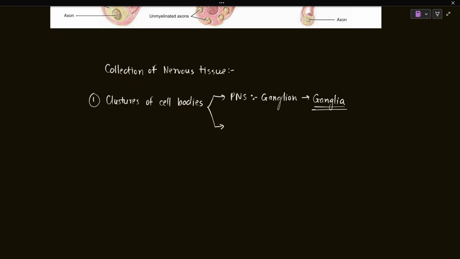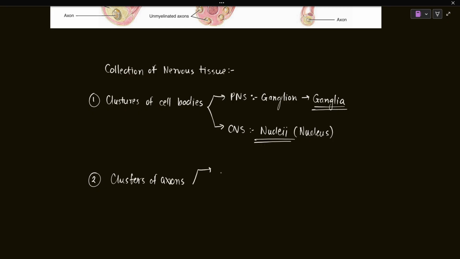While if the clusters of cell bodies are present in the central nervous system, then they are known as nuclei. The singular is nucleus, while the plural is nuclei. So we simply call them nuclei if they are found in the central nervous system. Then there are the clusters of axons.